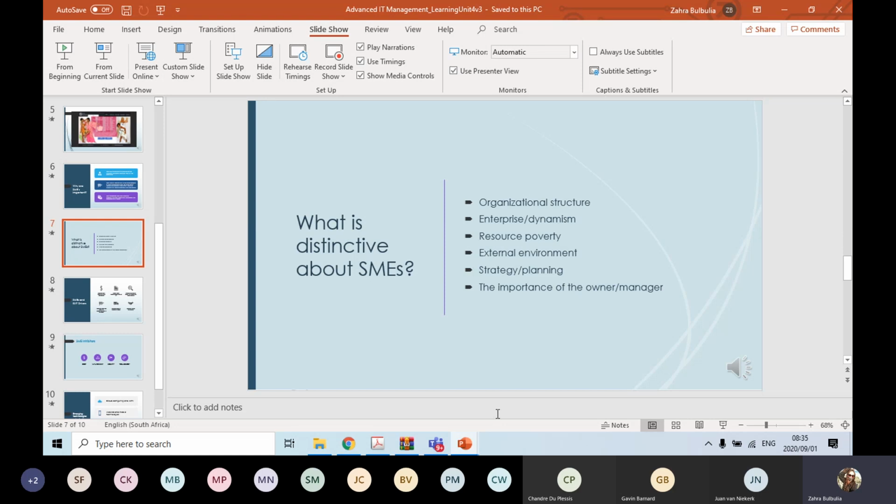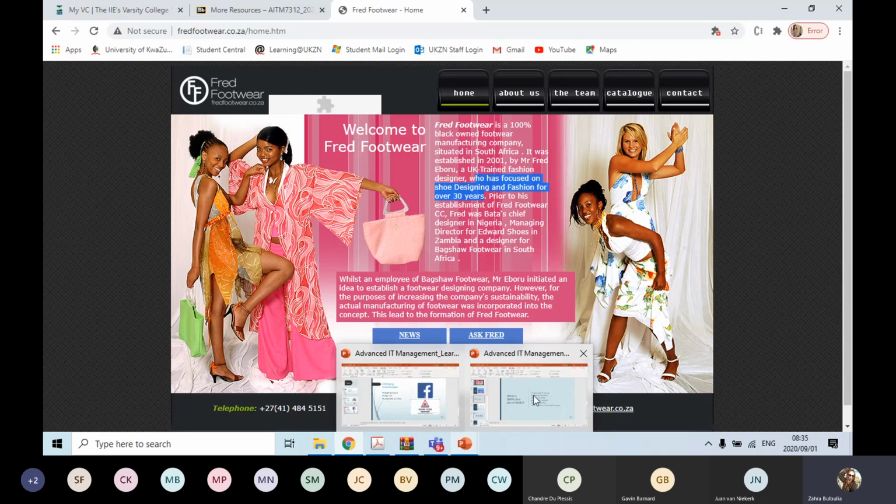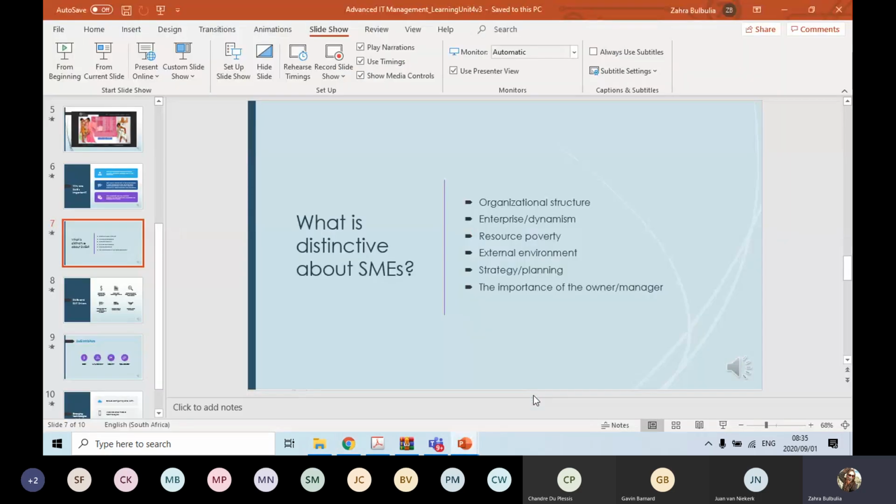A lot of the time, the owner would be skilled in whatever field it is of that particular business. So, for example, back to Fred, basically the guy who owns it was focused on shoe designing and fashion for 30 years. So obviously, he was somebody who knew the business quite well. And that's always a very important thing for, I think, pretty much any business.